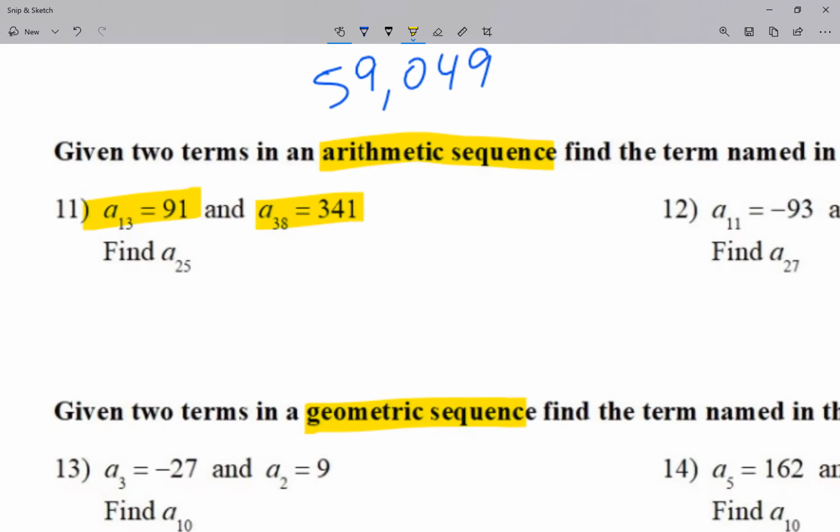Okay, so let me find the difference. What am I adding? What am I subtracting? Let me call it D. So the way I'm going to figure out what my D is, I'm just going to say 91, because that's the smallest numbered, plus D. Now, if I was adding, D is going to be a positive number. If I'm subtracting, D is going to be a negative number. So on D, how many times do I have to add if I have the 13th number and I want the 38th number? Well, that's not bad. I have to add it 25 times.